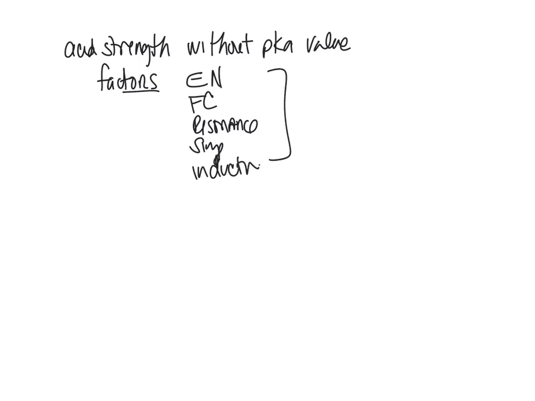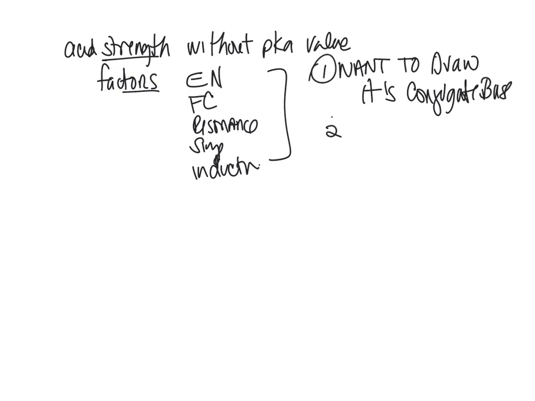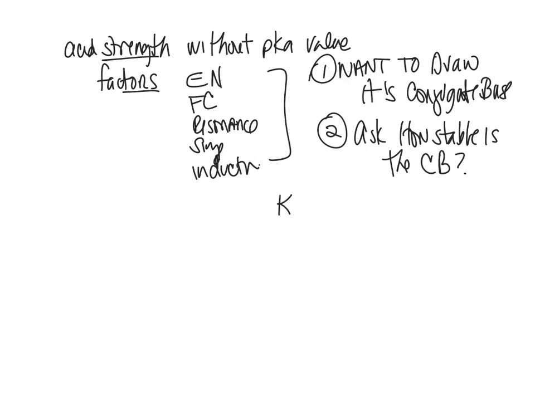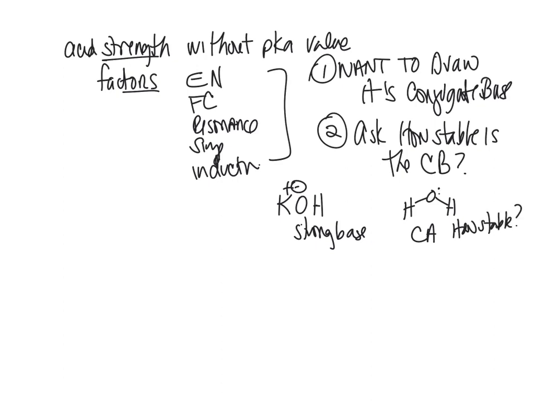And so what determines the acid strength? You're always going to want to draw its conjugate base. So this is the rule: you draw the conjugate base, and then step two, you ask yourself, how stable is the conjugate base? You know potassium hydroxide is a strong base. If you make the conjugate acid, how stable is that? How stable is water? Well, it's the most stable, right? Yes, very stable. The conjugate acid is very stable, that means it's a strong base.